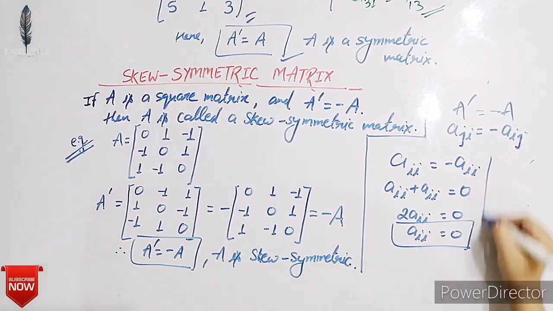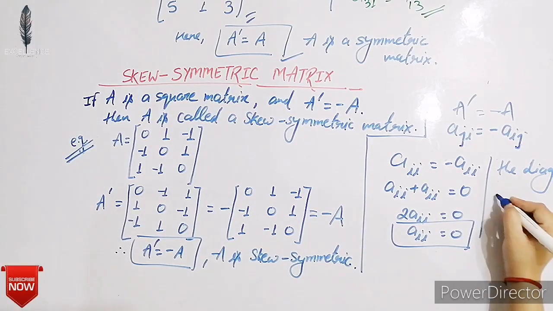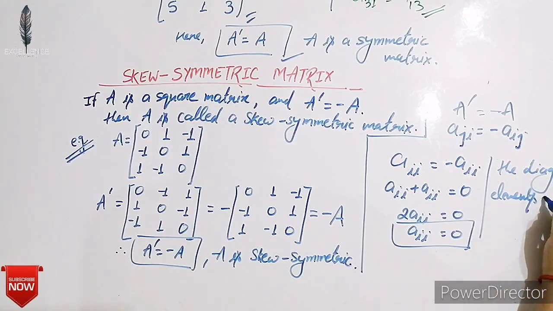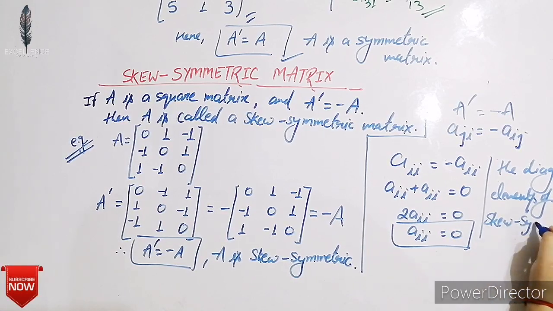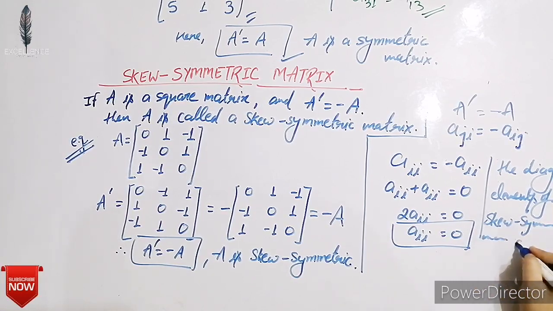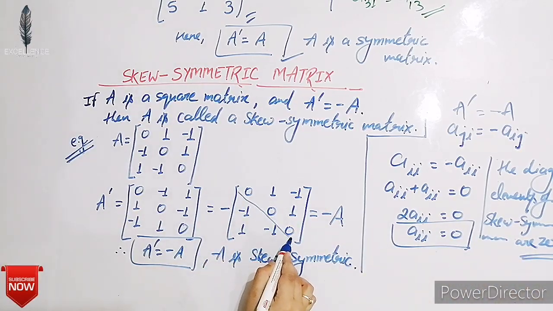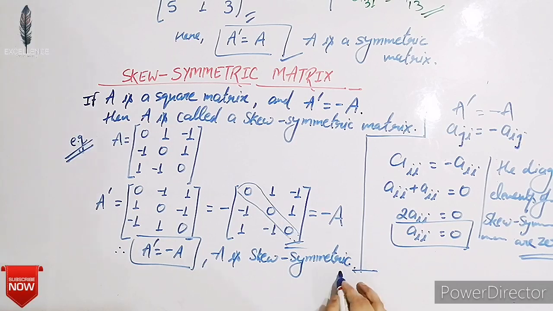It concludes that the diagonal elements of a skew symmetric matrix, listen carefully, the diagonal elements of a skew symmetric matrix are 0. See clearly, these are the diagonal elements. Diagonal elements are 0 in skew symmetric matrix.